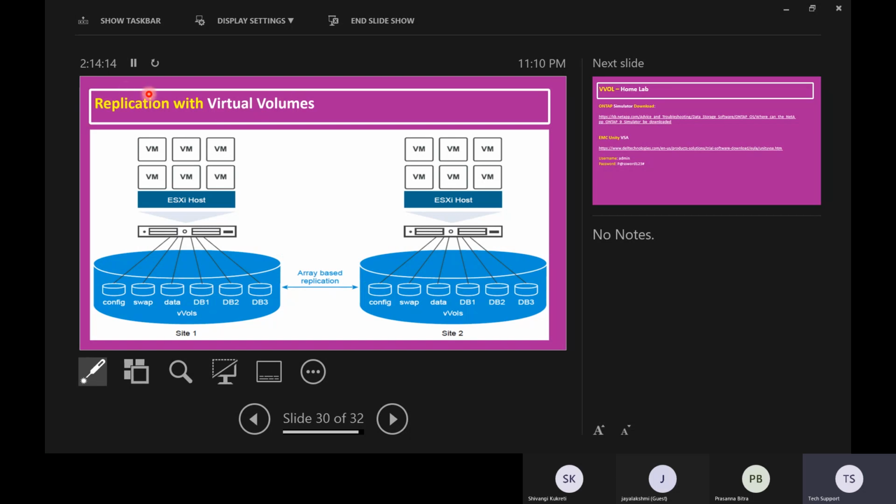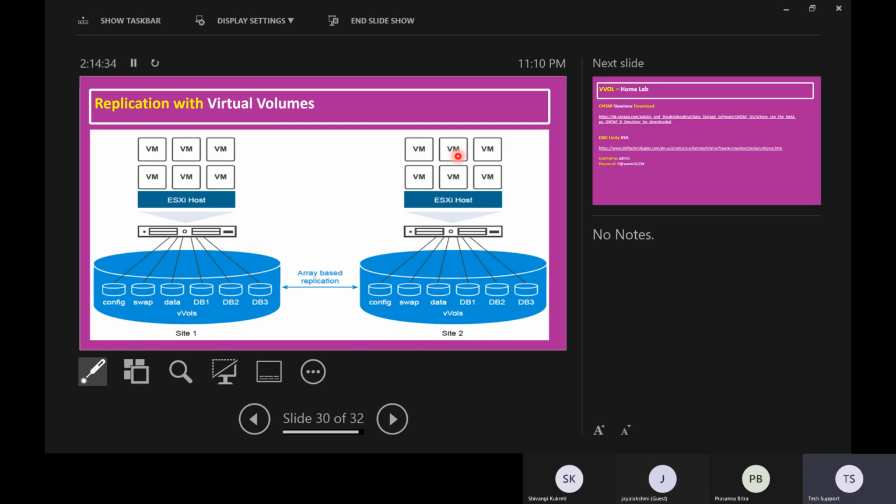Virtual volumes also support the replication feature. The benefit of maintaining a secondary site is that if your entire site suddenly goes down, there is no impact on your business. All your production VMs, business websites and so on can be accessed from the second site. That is the purpose of the replication feature.